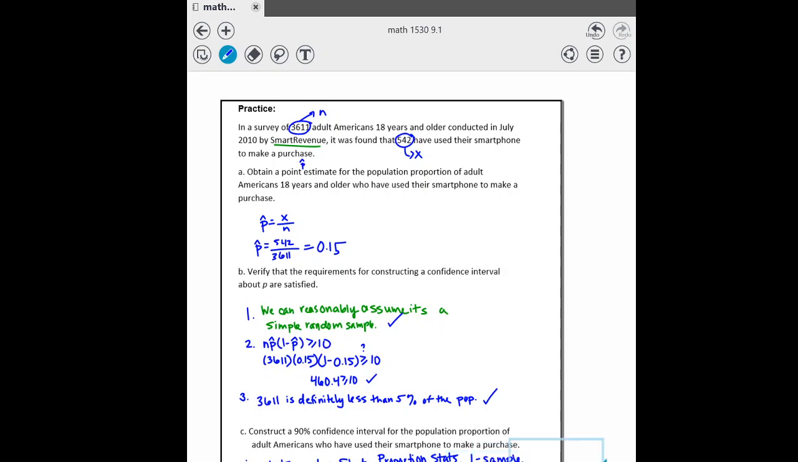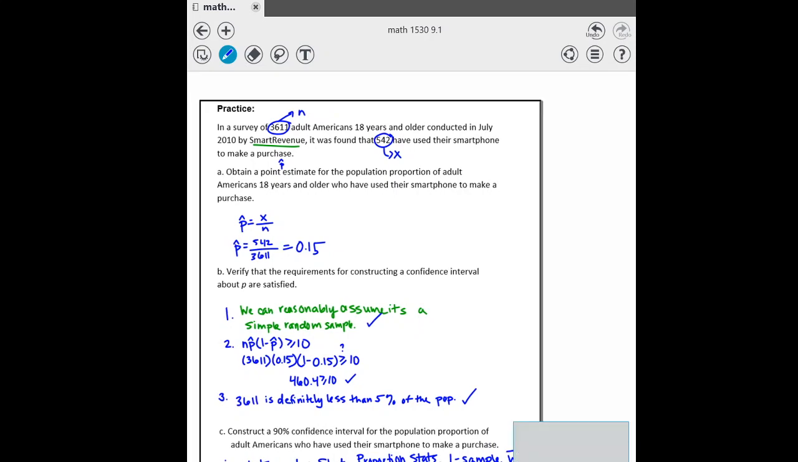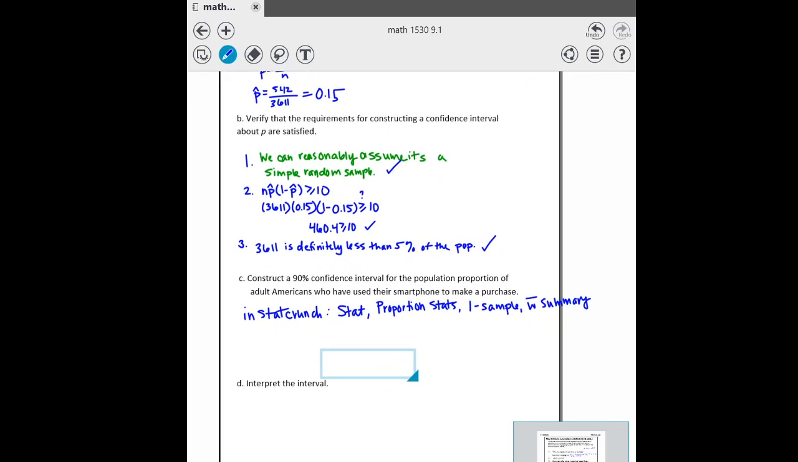And then the last step is with summary. That just means that we don't have the raw data, so we're going to use the n, the p, and the x to do it, okay? So let me pull up StatCrunch so I can show you what this looks like.